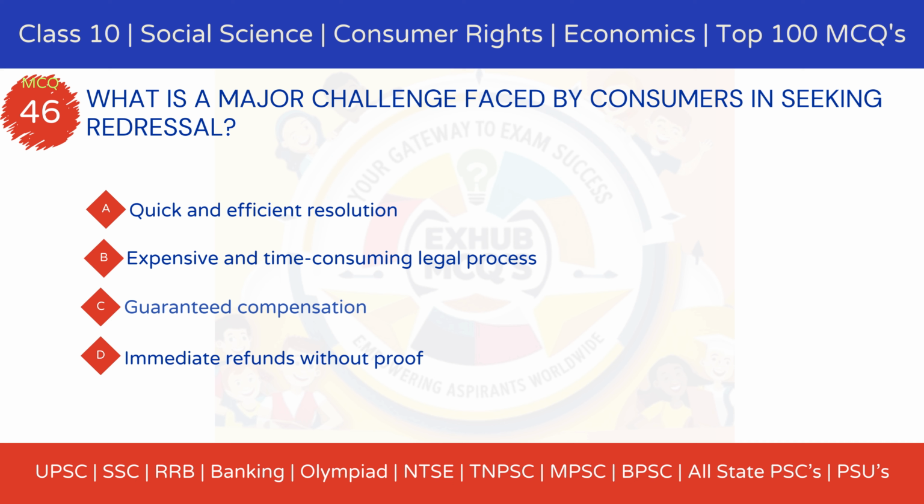Option A, quick and efficient resolution. Option B, expensive and time-consuming legal process. Option C, guaranteed compensation. Option D, immediate refunds without proof.